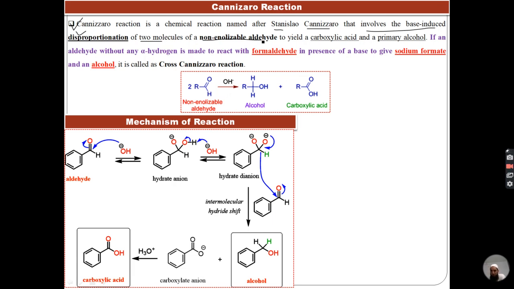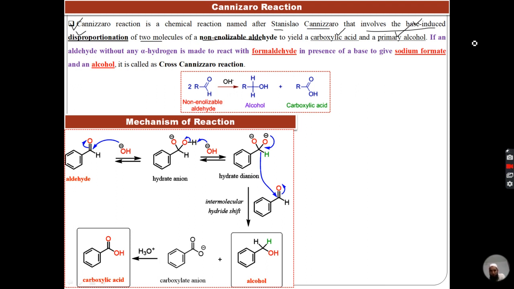So what do you need? Number one, you need a non-enolizable aldehyde like benzaldehyde, and also you need a base, for example sodium hydroxide. So if you have two non-enolizable aldehydes and a base, they will disproportionate to form a carboxylic acid molecule and a primary alcohol.